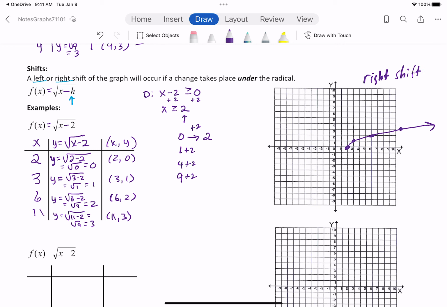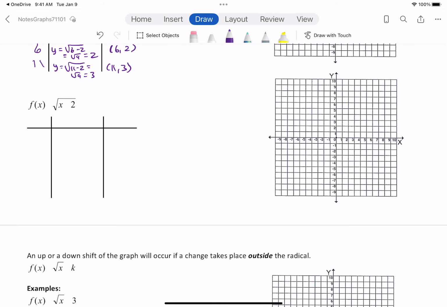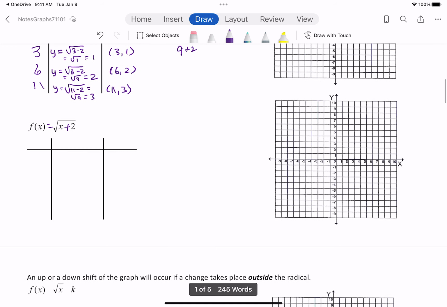So basically it took that parent graph, picked it up and shifted it to the right. Alright? So the next one is f of x equals square root of x plus 2.